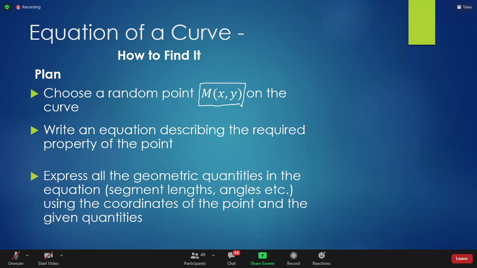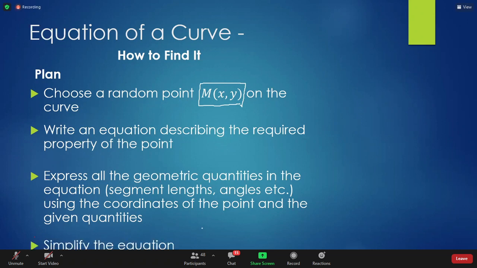And so we will express all the geometric quantities using coordinates and the given quantities. And then, of course, we need to simplify that equation. And we will have examples. We will go through equations for lines, equations for the ellipse, equations for parabolas, hyperbolas, circles, and so on. Because in order to use those equations, first of all, we must know them. We must be very familiar with them.